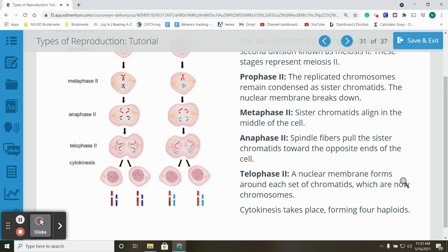Anaphase 2. Spindle fibers pull the sister chromatids toward the opposite ends of the cell. Telophase 2. A nuclear membrane forms around each set of chromatids, which are now chromosomes. Cytokinesis takes place, forming 4 haploids.